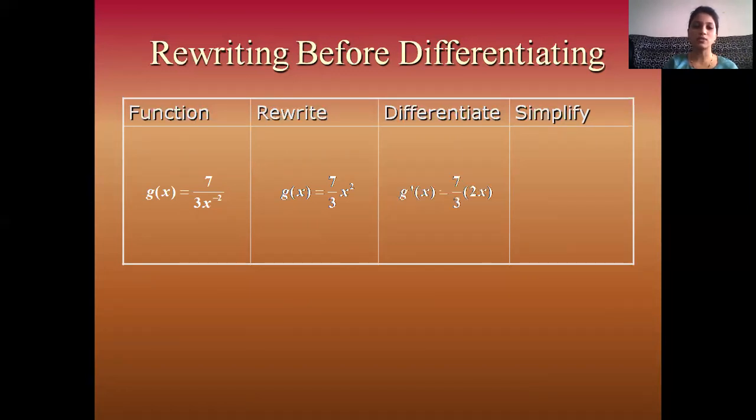7 by 3 is outside, and apply derivative on x square using the power rule. X square its derivative is the 2x. And 7 by 3 into 2, that is 14 divided by 3x. This is the derivative of g of x.